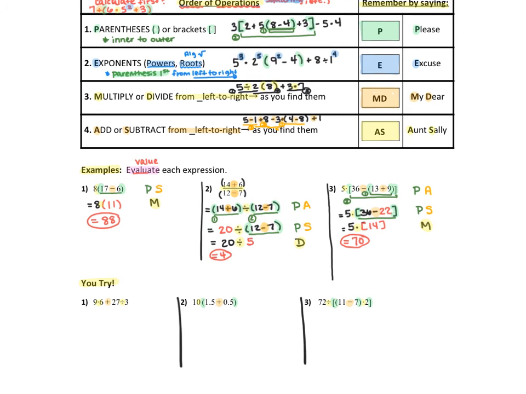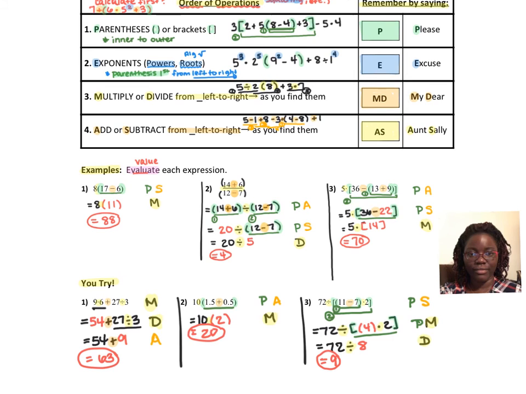Use examples 1 through 3 to help you do the U-Try problems 1 through 3. Look over the problems that I just completed for you and let me know if you have any questions.